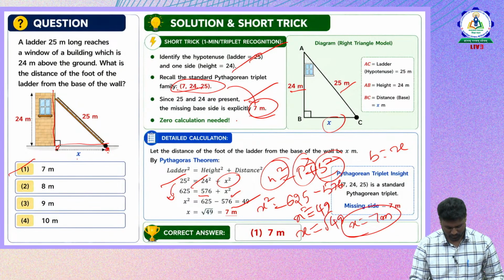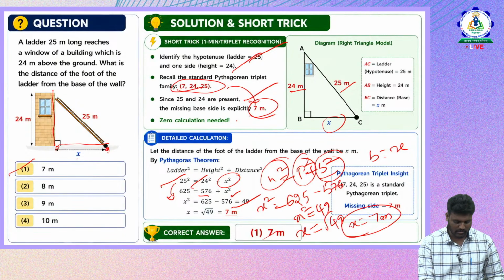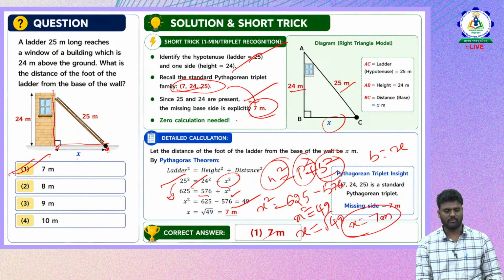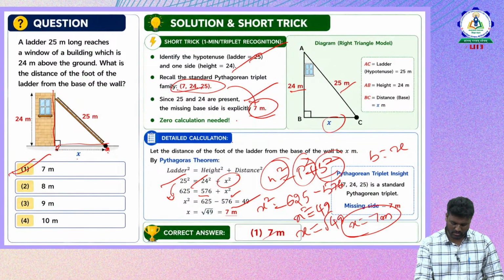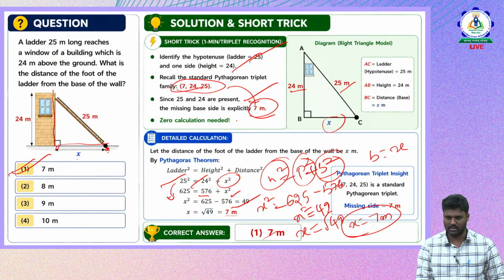So which option is correct? Option 1 is 7 meters, option 2 is 8 meters, option 3 is 9 meters, option 4 is 10 meters. So option 1 is the correct one, 7 meters. Okay, so if you remember the template, we don't need to do all these calculations. Just by seeing the numbers 24, 25, we can guess the answer immediately.